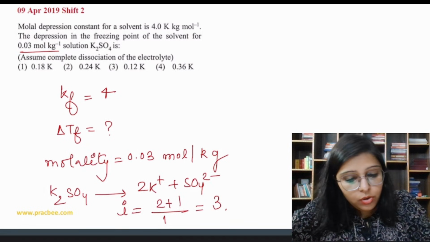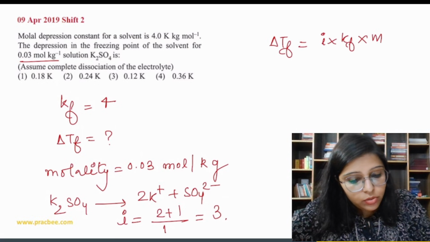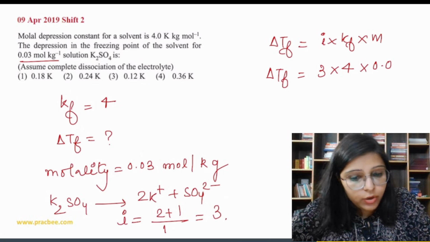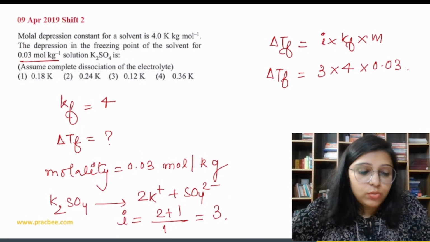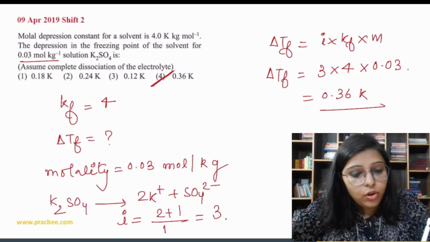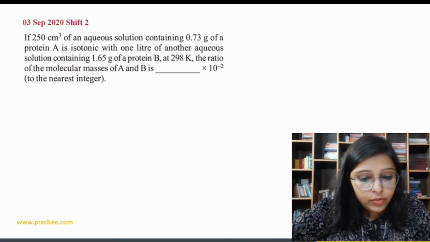Okay. So delta TF is equal to i into KF into molality. So delta TF we have to find out. i is 3, this is 4 and molality 0.03. So when you solve this, you get the answer equal to 0.36 Kelvin. Option 4 is the correct answer. Okay. Now let's solve the next question.